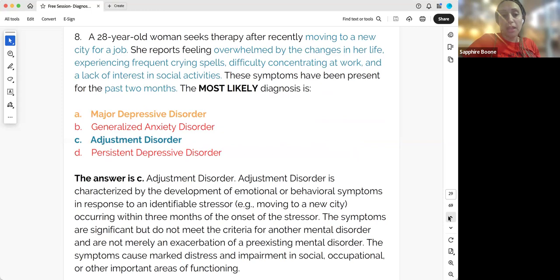And then we also want to look at just actual symptoms. So I'm not saying only look at the time frame. You want to also look at the actual symptoms and you want to consider all symptoms as well.